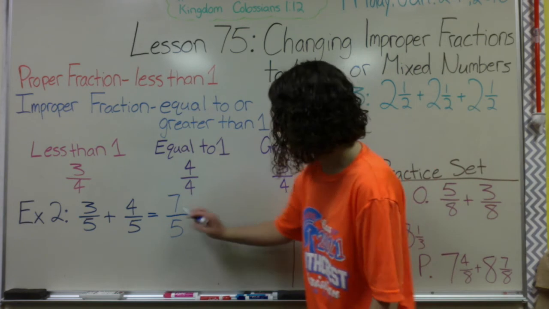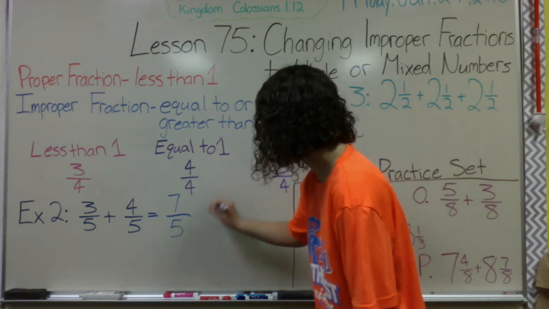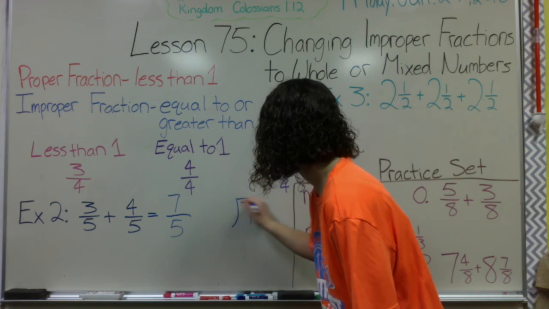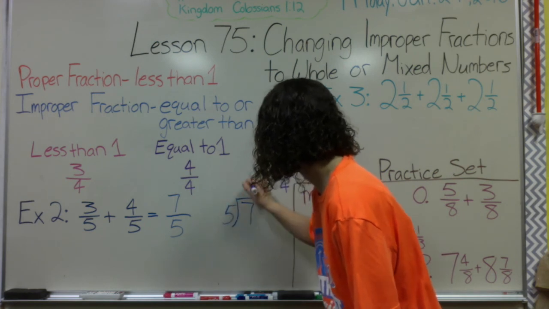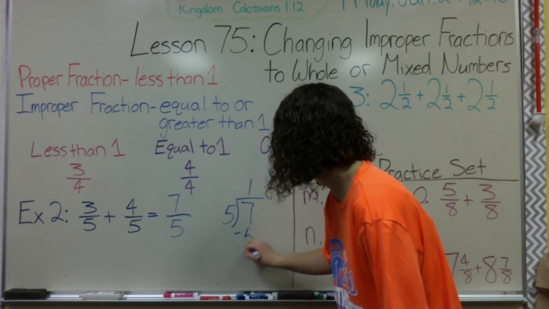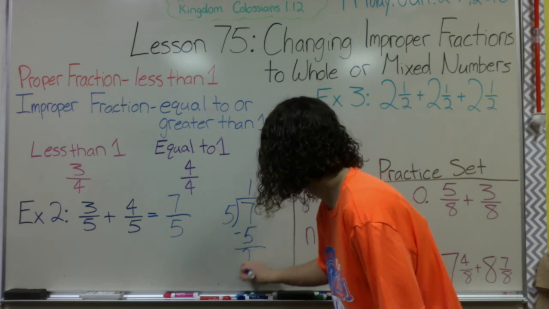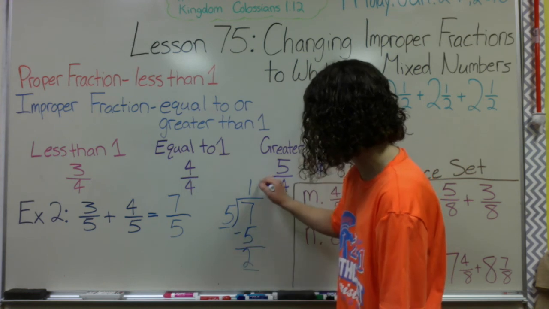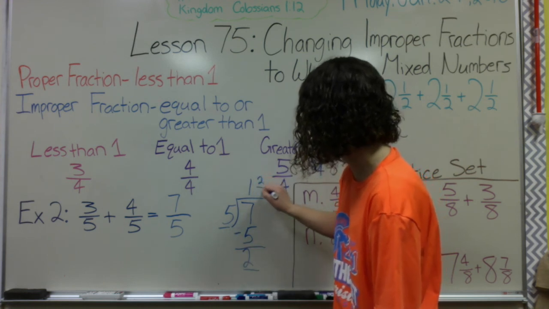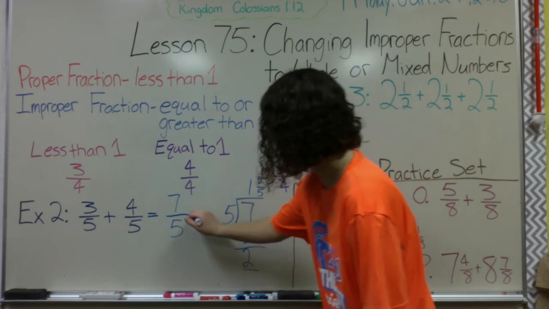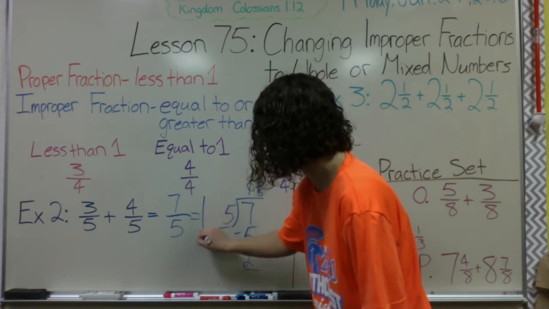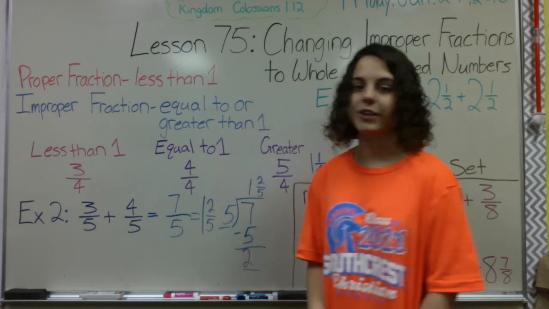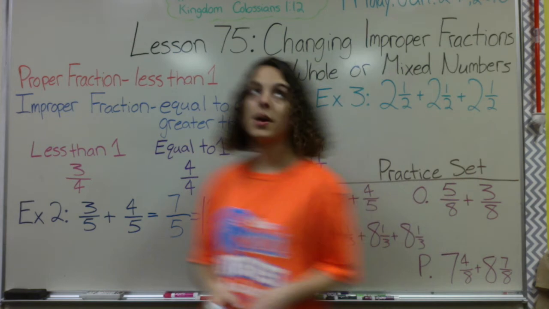So 5 can go into 7 one whole time, and I'll actually show the work here just for you to be able to visualize this. I'm dividing. 5 goes into 7 one whole time, minus 5. My remainder is 2, and so it becomes 1, and I'll use my remainder and my divisor to make my fraction 1 2/5. And that would be what 7/5 is equal to.